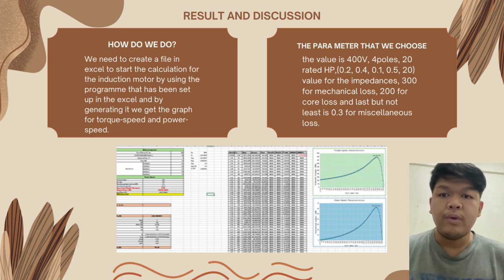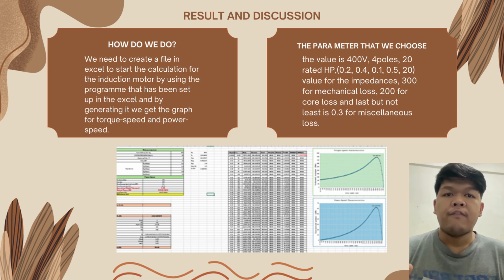And then by using the value, we have to use the setup program inside the Excel to generate the value that we want. From the value that we have generated, we need to come up with the graph for the torque and speed characteristic, and also for the power speed characteristic graph. So from the value that we have calculated using the program inside the Excel, it can be used to come out with the graph.